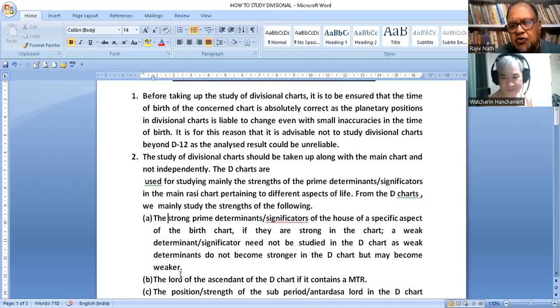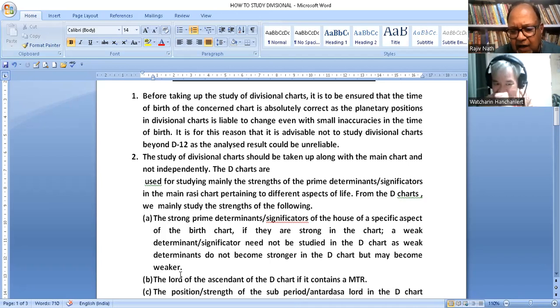If it is strong in the main chart, it can become weak if it is not well placed in the D chart. Okay, it can become weaker or weak. But if it is already weak in the D chart, it cannot become strong. It cannot gain any strength on account of its good placement in the D chart.